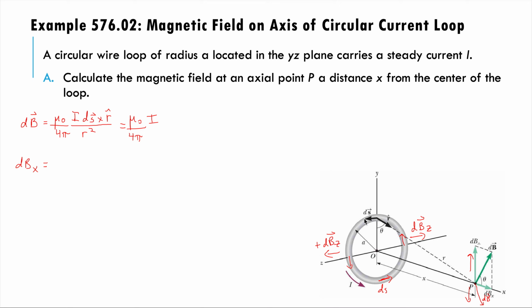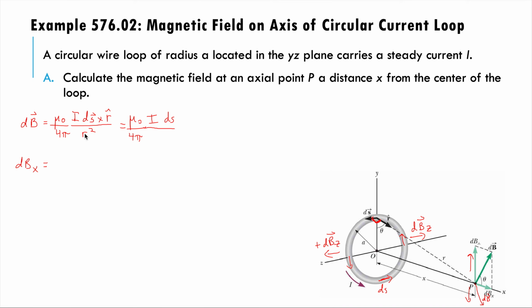So if you look at the fact that r hat is pointing in the x direction and ds is pointing in the z direction, you'll see that no matter where your ds is, it will always be perpendicular to r hat. So you can see right here, there is a 90-degree angle between ds and r hat. So the cross product is going to simplify to ds times 1, sine of 90, which is just ds.